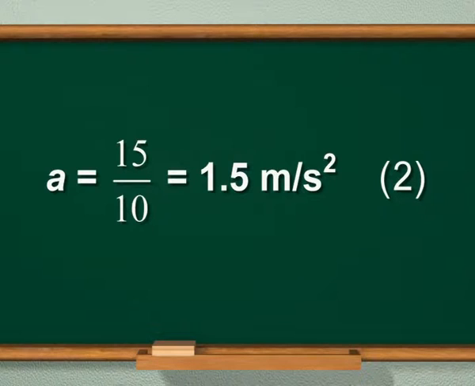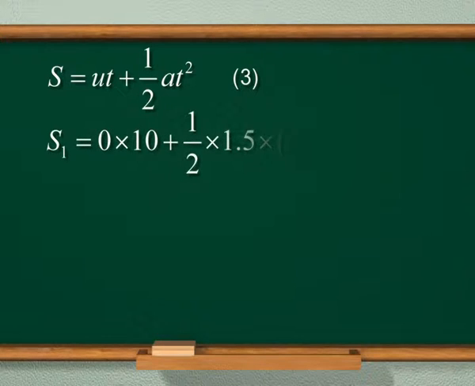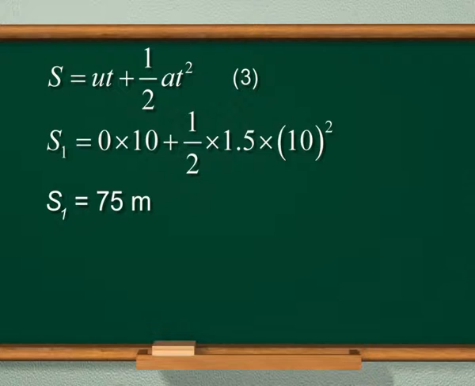square as equation 2. Since the equation of motion consisting of position time relation is S is equal to ut plus half at square, as equation 3, then for determining the distance covered during the first part of the motion, say S1, we substitute the value of u, t and a in this equation and get S1 as equal to 0 into 10 plus 1 by 2 into 1.5 into 10 square. On calculating this, we get the distance covered by the car in the first part of the motion as S1 is equal to 75 meter.